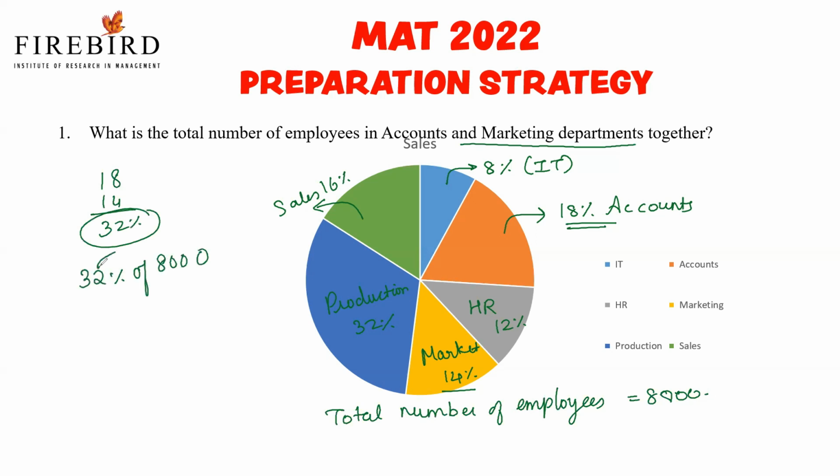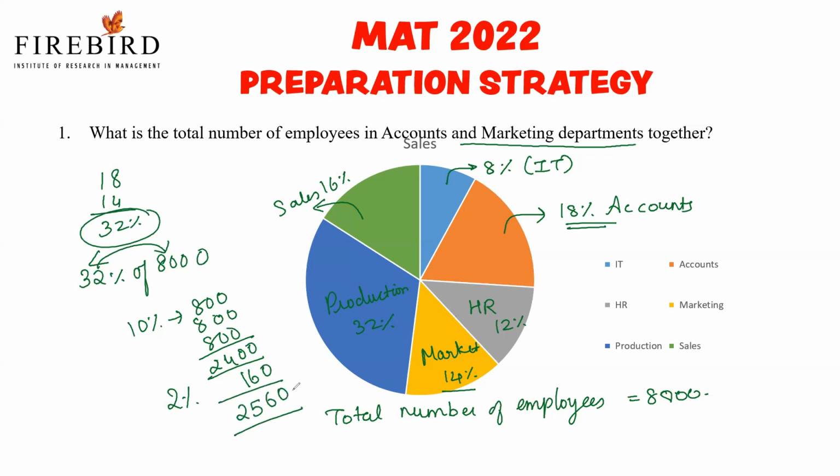It is very, very simple. Instead of doing normal multiplication, it is easy to take 10% of 8,000, right? 10% of 8,000 is 800, and 20% is another 800, and 30% is another 800. So in total, I'll get 2,400, right? So what about 2% of 8,000? 1% is 80, and 2% is 160. So the total number of employees in accounts and marketing departments are 2,560. Just if you know the basic shortcuts.